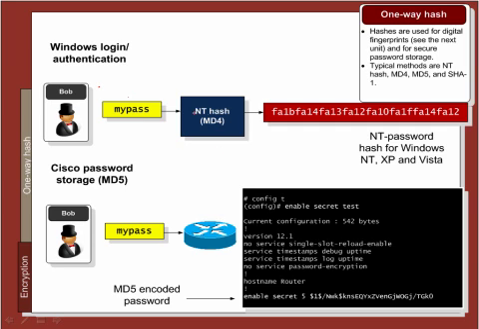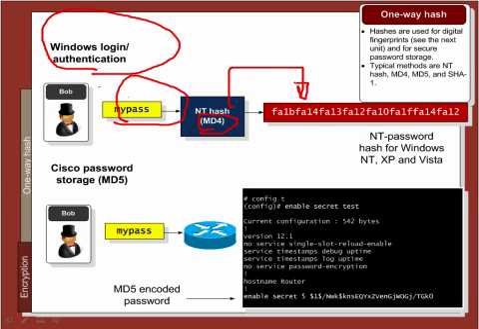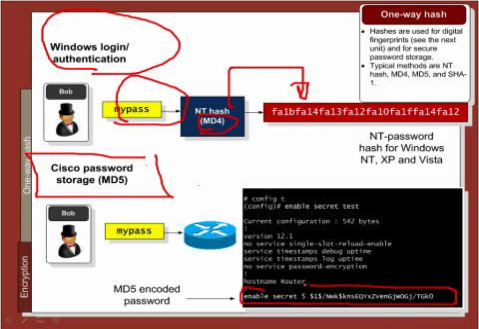An example here is with the Windows login authentication, where we take a password, it is then hashed with MD4, and then it produces the hash function. Another application is in the Cisco password storage with MD5, where we can create our secret password, and when it is displayed it is shown in an MD5 hash format with some salt.